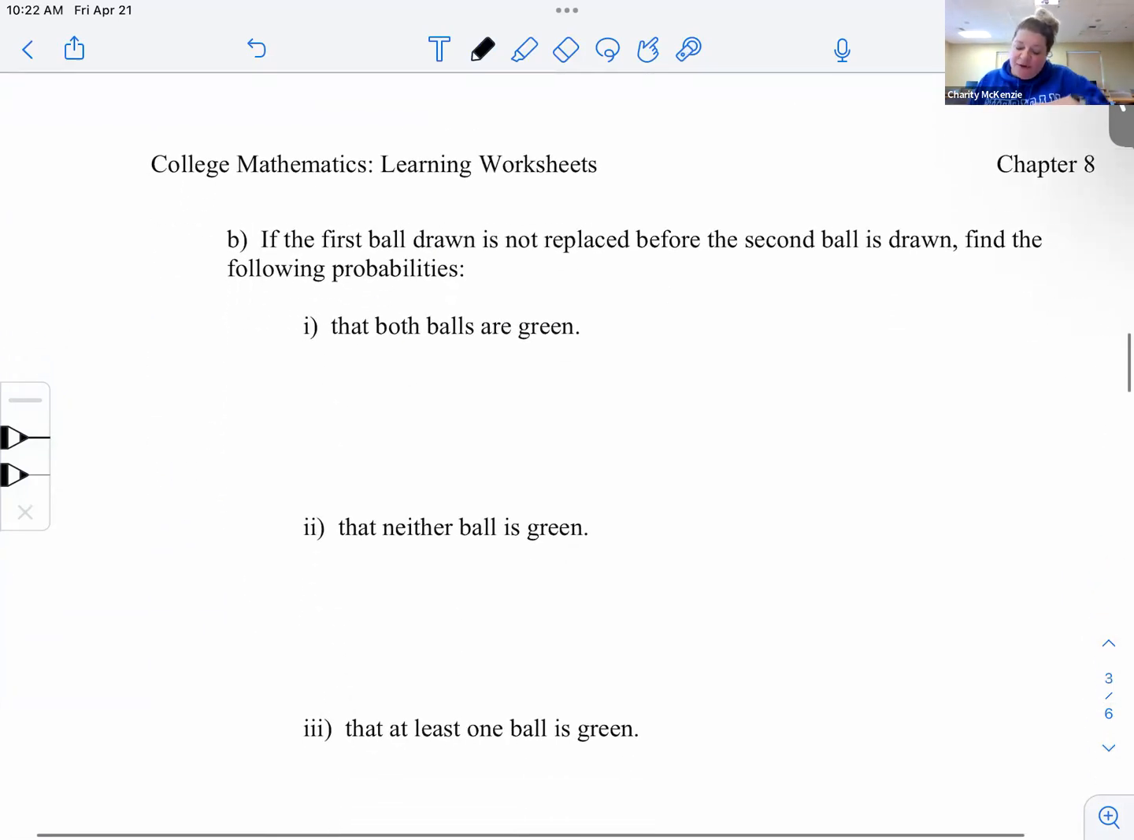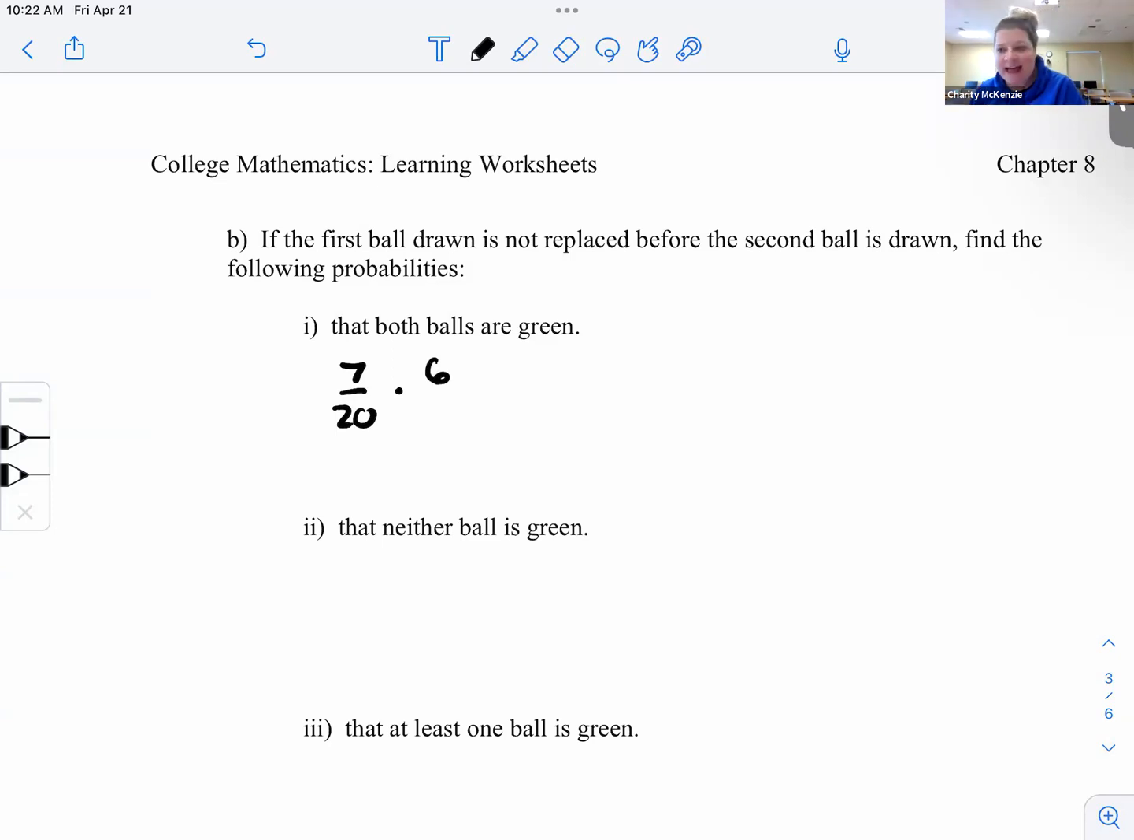Part B, if the first ball is drawn and it's not replaced, totally going to be different probabilities. Before the second ball is drawn, find the probabilities that they're both green. Well, think about this. I grabbed one. I have the full 7 out of 20 still in there, right? And we want both to be green. So the second one, when I multiply it by the second one, will be, well, there's only 6 green left because I pulled a green the first time and there's only 19 total.